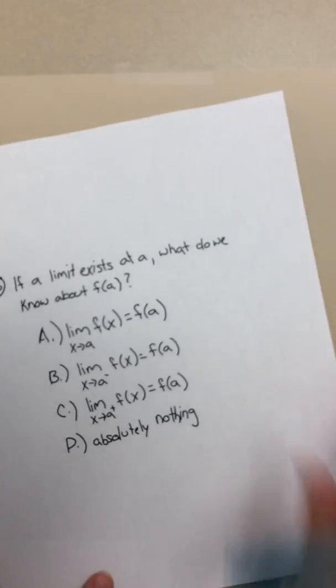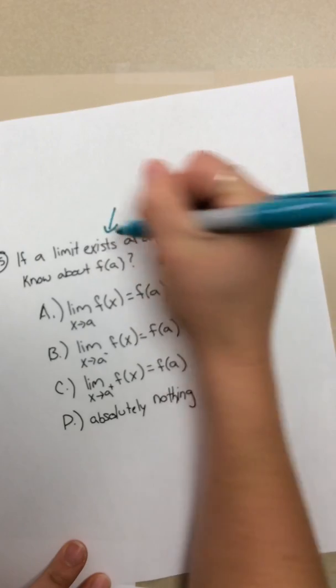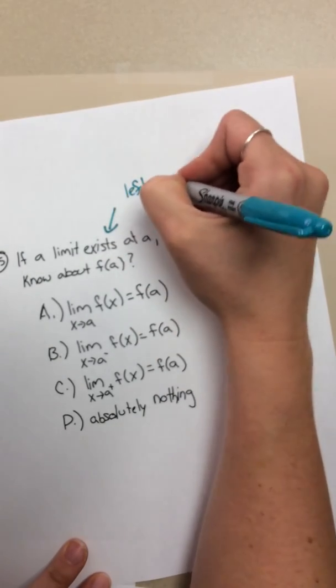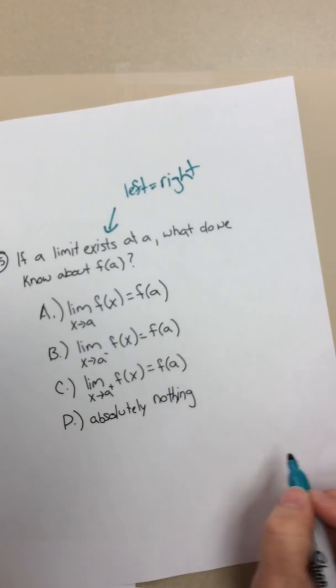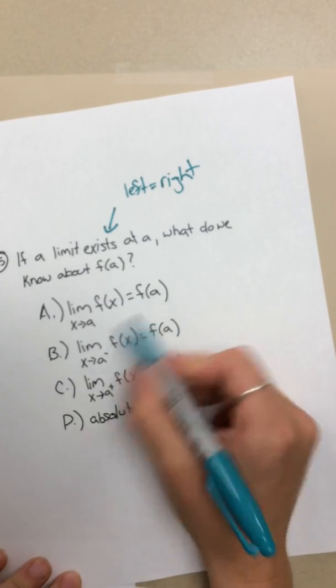Okay. This one, if the limit exists at a. So what this is saying, if a limit exists at a, all I care about is the left is equal to the right. Right? The left equals the right. That's it. What do we know about f of a? I don't know that the limit is equal to the function value.